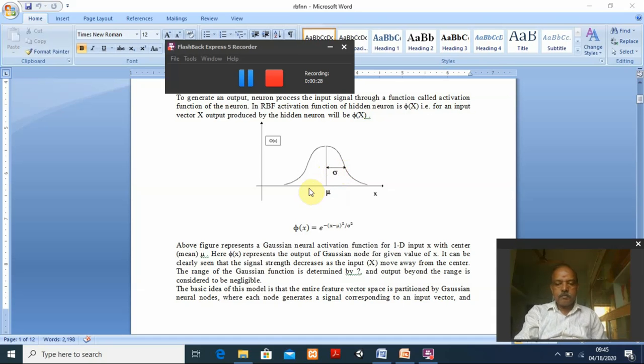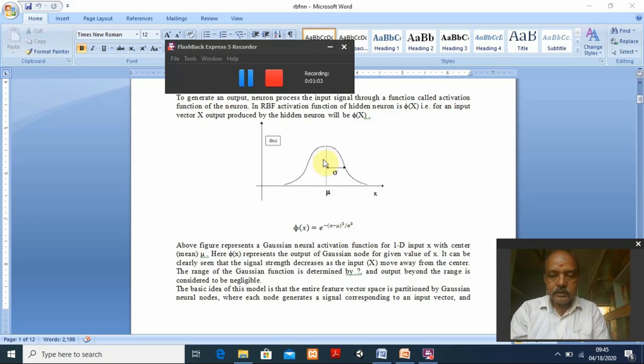Now the phi of x, which is the Gaussian function, is represented as e to the power minus, inside the bracket, (x minus mu) whole square divided by sigma square. So this is the Gaussian function we will be using in our hidden layer, which consists of a number of hidden neurons, and they are interfaced by these activation functions. This is the architecture of our radial basis function neural network.